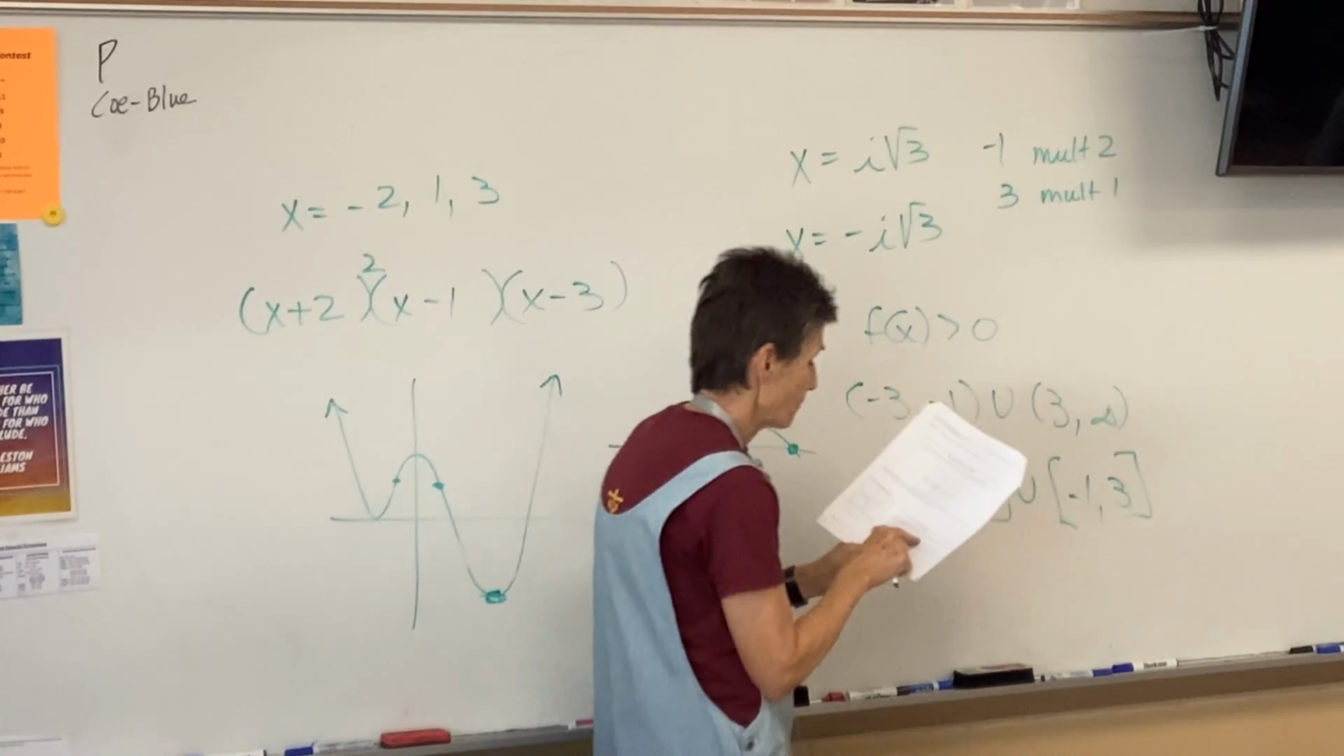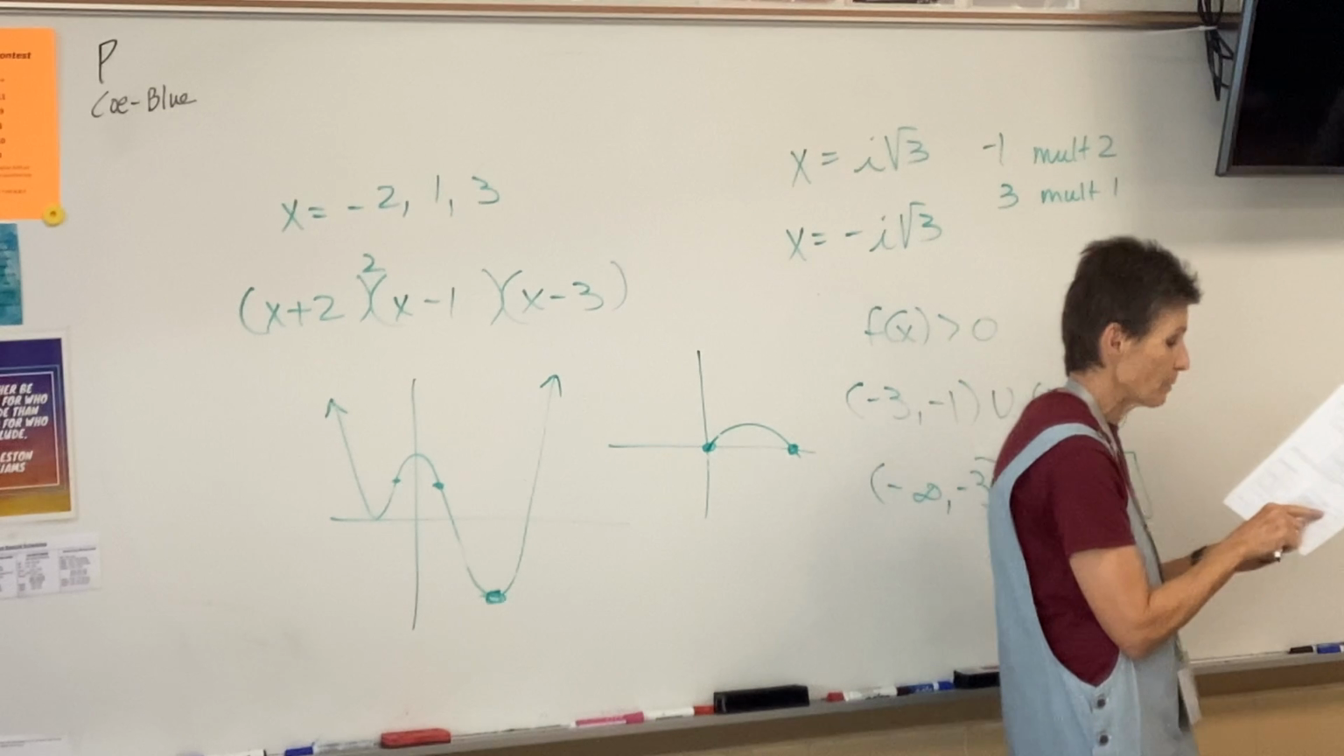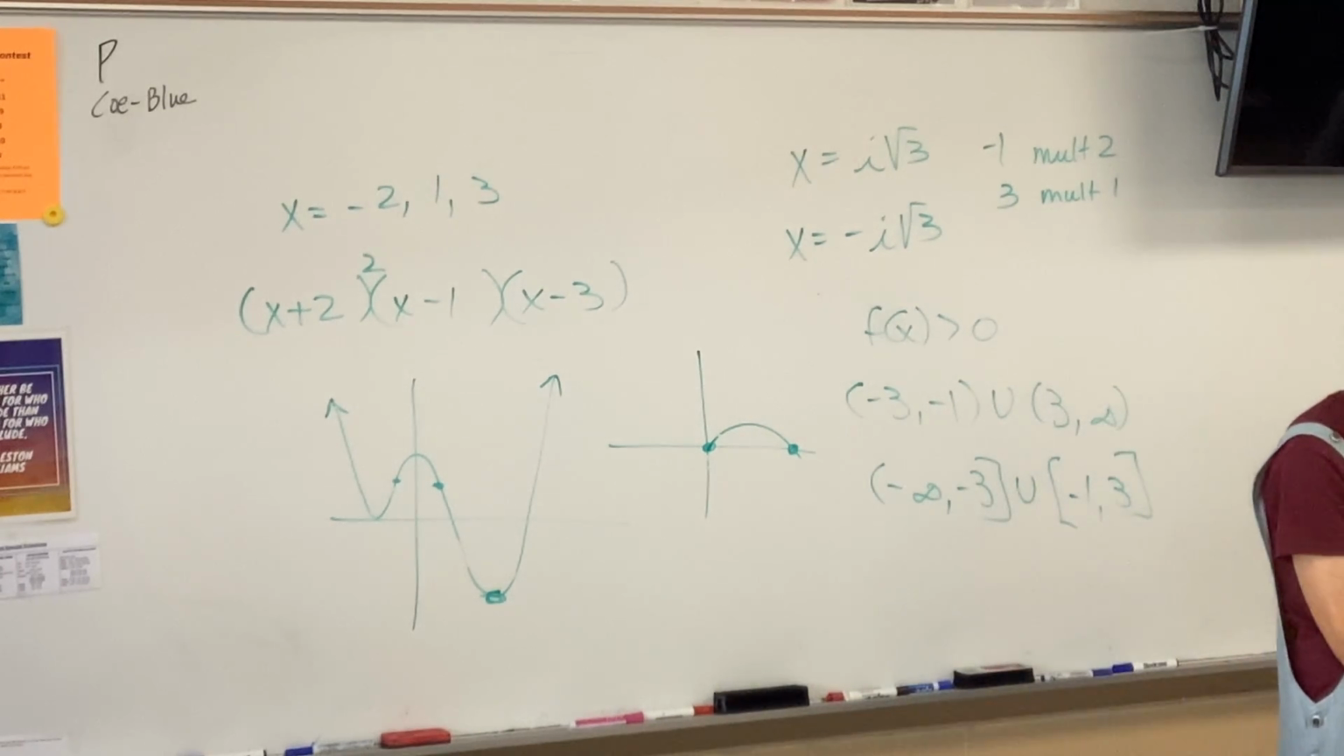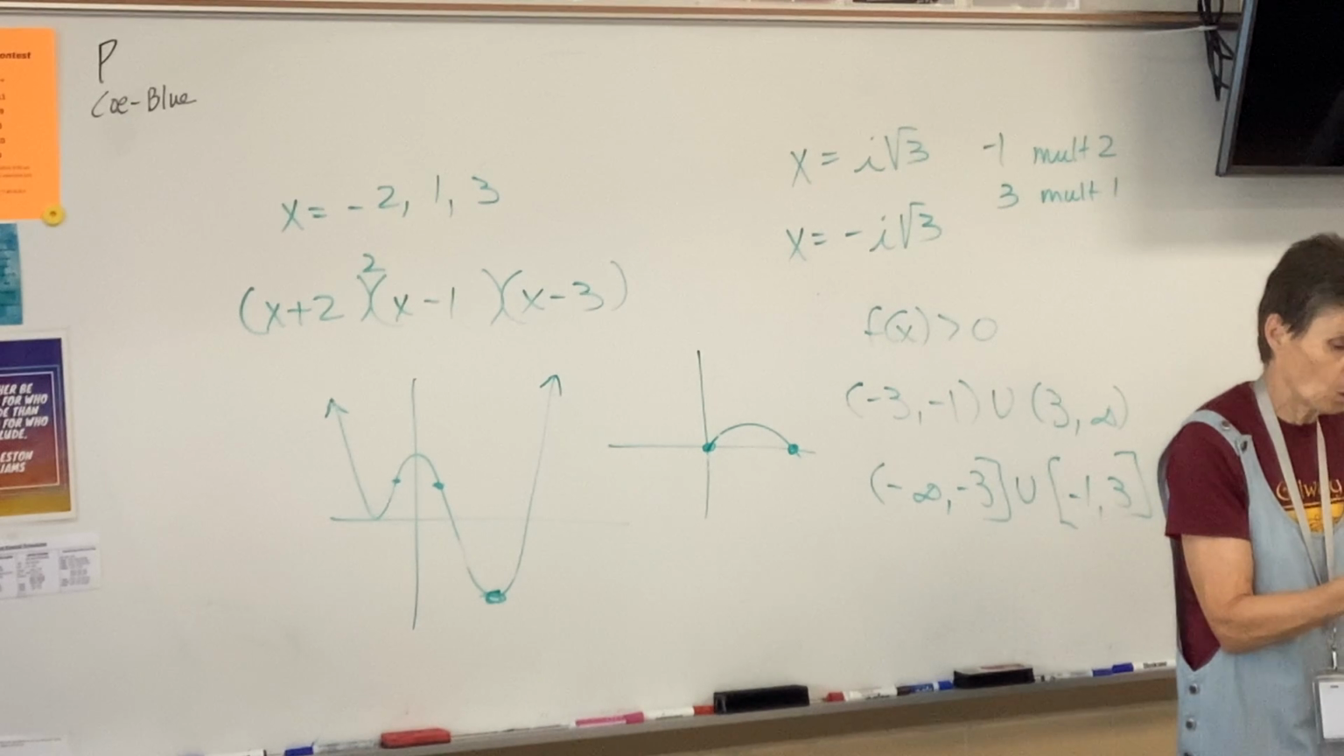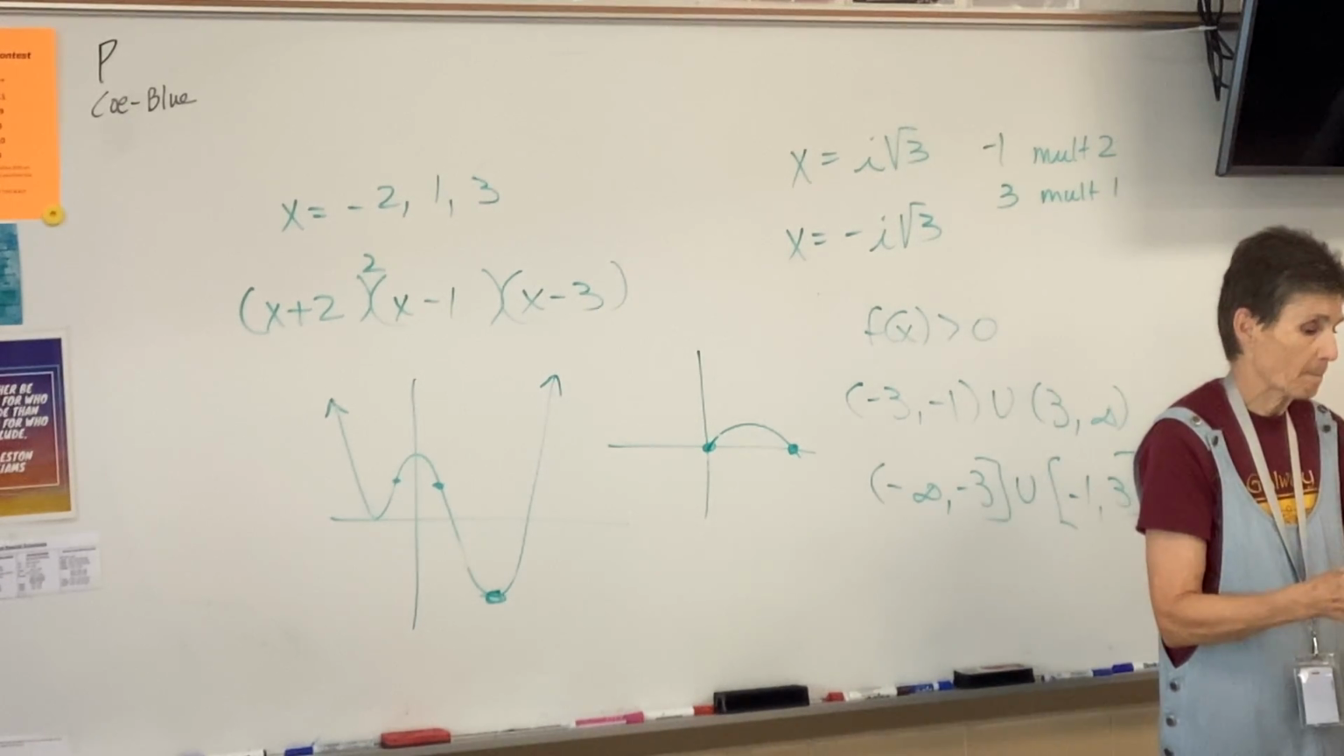All right, let's do one little reminder box. When we write f of x, we are referring to the y value. F of x greater than 0 means the graph is above the x-axis. And f of x less than 0 means the graph is below the x-axis.